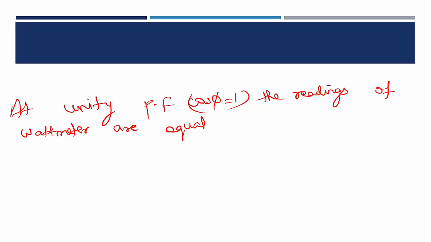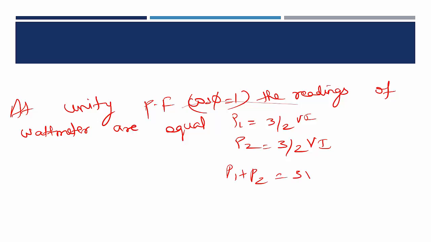So when I have 2 wattmeters in a circuit, P1 is equal to 3 by 2 Vi and again P2 is equal to 3 by 2 Vi. So at unity power factor, the readings of wattmeters are equal and half of total power. So what is my total power? It is 3 Vi. So each wattmeter reads half my total power. That is the conclusion I get after putting the value cos phi equal to 1.